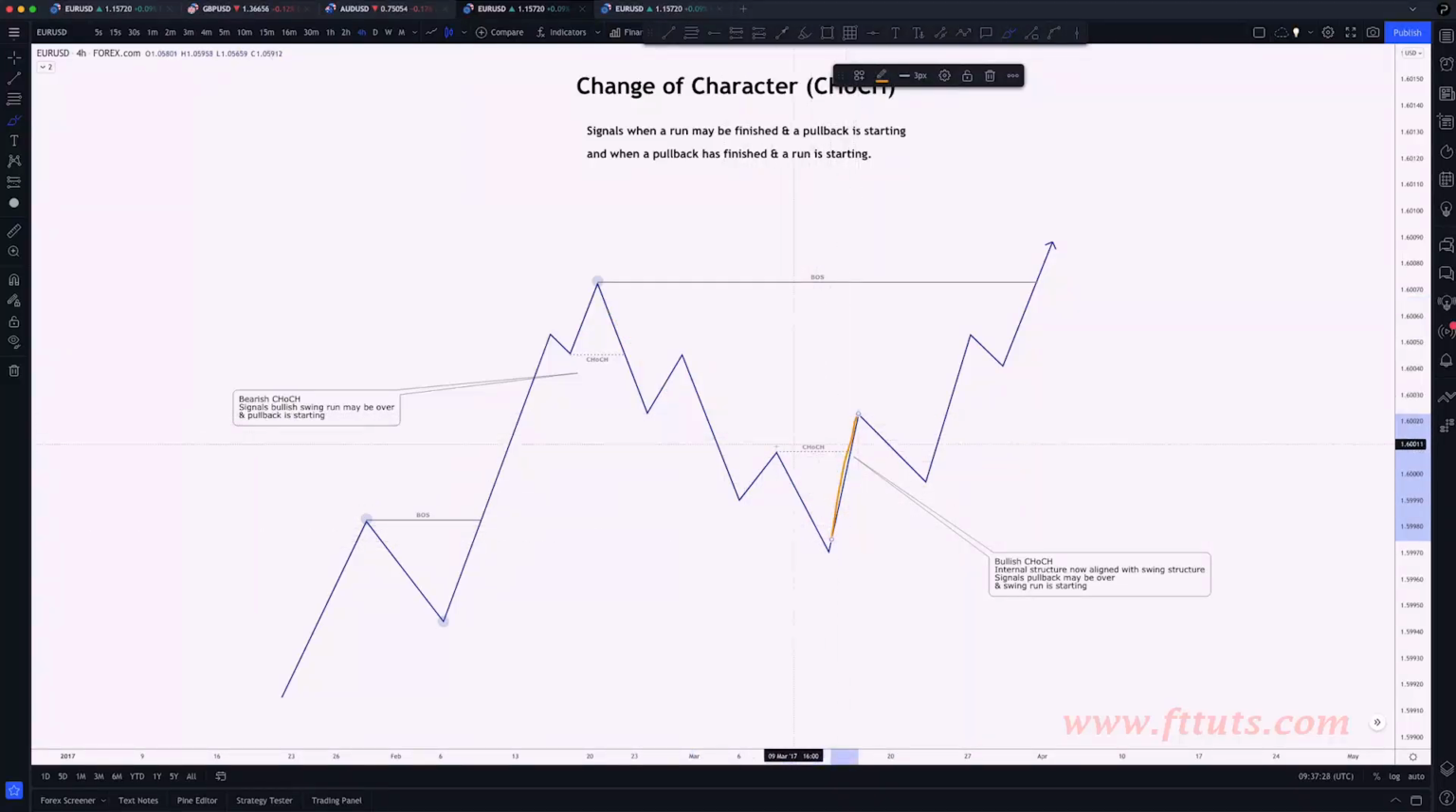And then when we get that internal structure to the upside, we get that change of character. Now we can look to get long and target what? Target that weak high. Why is that a weak swing high? Well, because it failed to do its job. It failed to take out that swing low. So just to keep this as simple as it needs to be, we look for those internal changes of character to help us know when this swing run has ended, when we can then start to anticipate the pullback, and then when we can anticipate that pullback has now finished, and that higher low is formed, and we can start to target that next swing high.